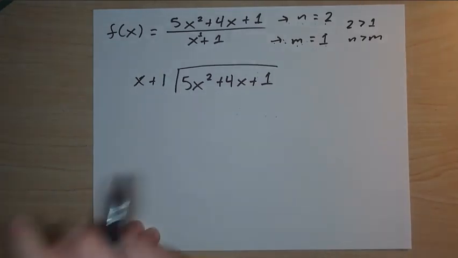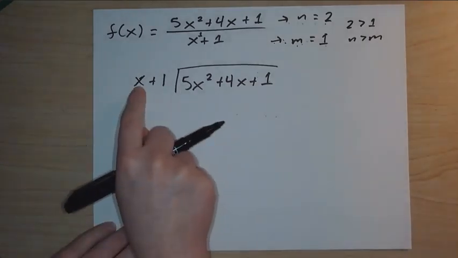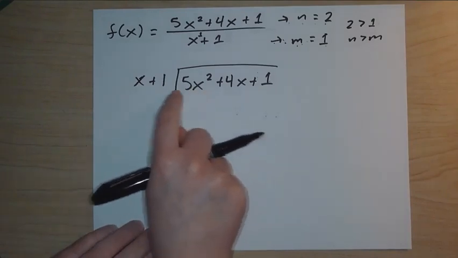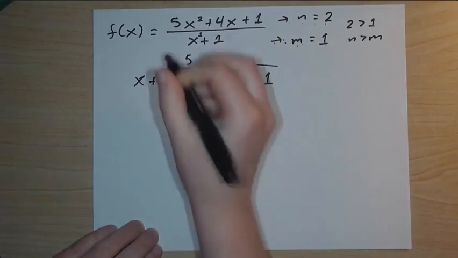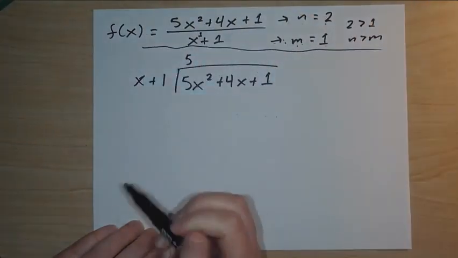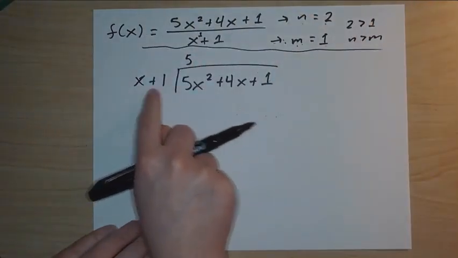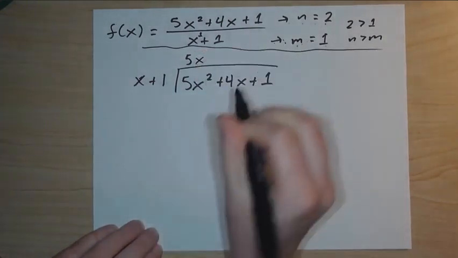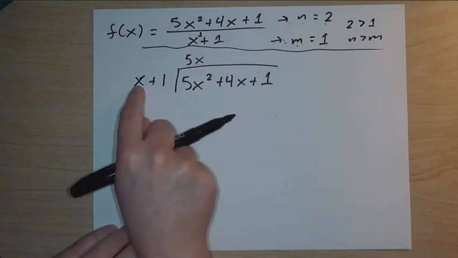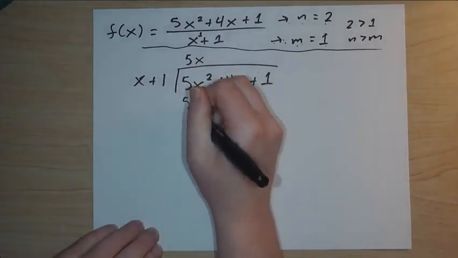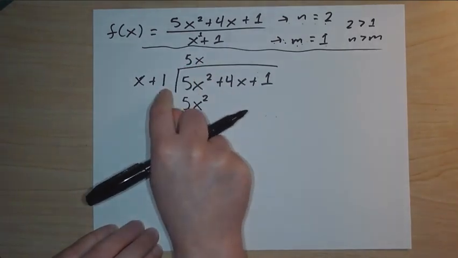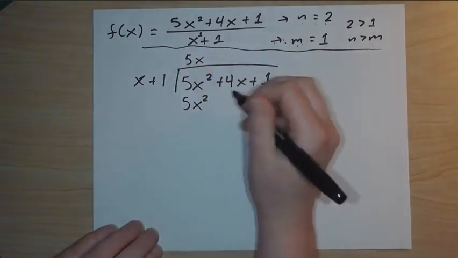What we're going to do with long division is figure out what we multiply x by to get 5x squared. So first we need a 5. I'm going to write that on top. I'm going to draw a little line here. We also need an x to get 5x squared. So if we take 5x and we times it by x, we get 5x squared. And we also have to multiply it by this, so we have plus 5x.